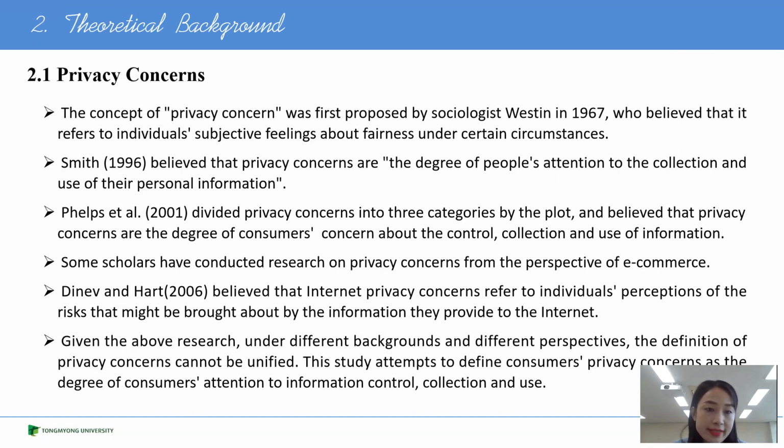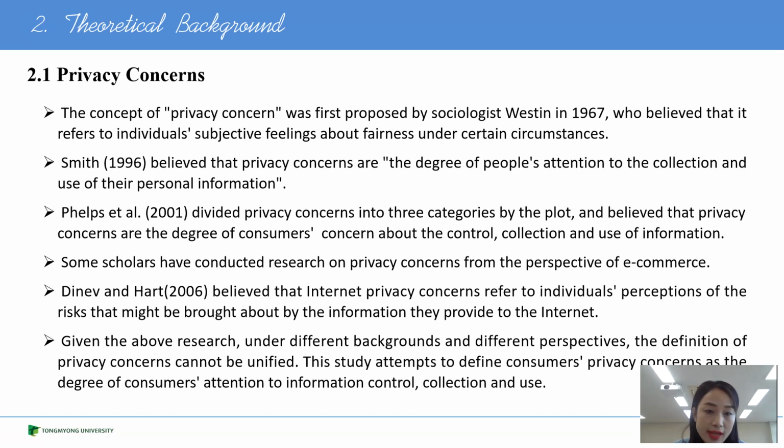Smith, 1996, believed that privacy concerns are the degree of people's attention to the collection and use of their personal information. Foxman et al. divided privacy concerns into 3 categories, and believed that privacy concerns are the degree of consumer concern about the control, collection, and use of information.